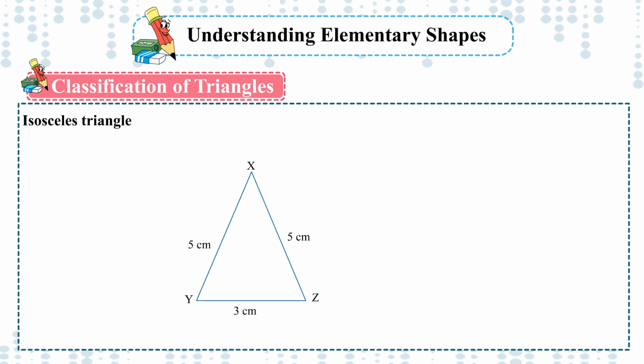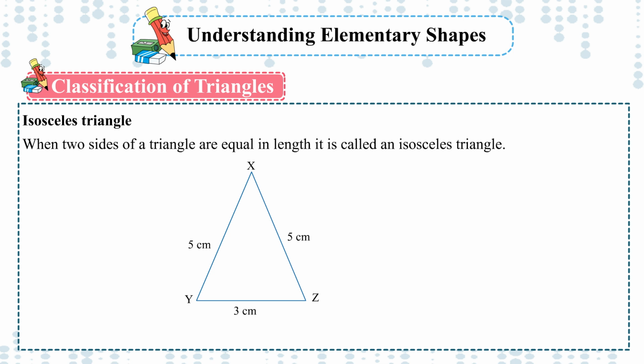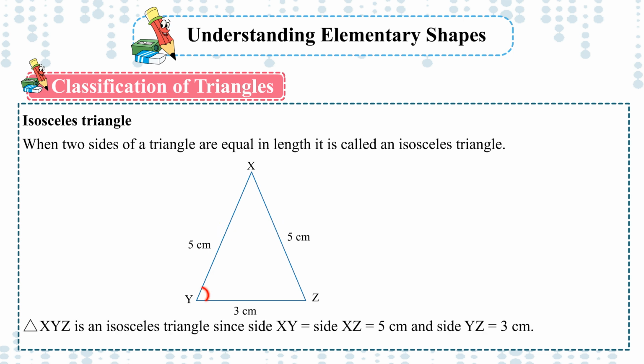Isosceles triangle. When two sides of a triangle are equal in length, it is called an isosceles triangle. Triangle XYZ is an isosceles triangle since side XY is equal to side XZ is equal to 5 centimeters and side YZ is equal to 3 centimeters.